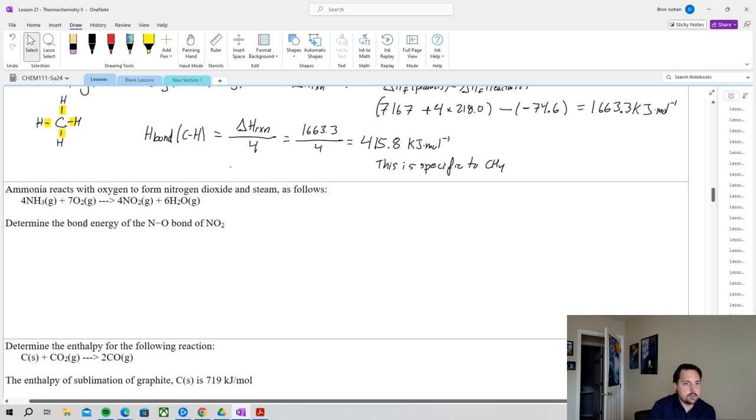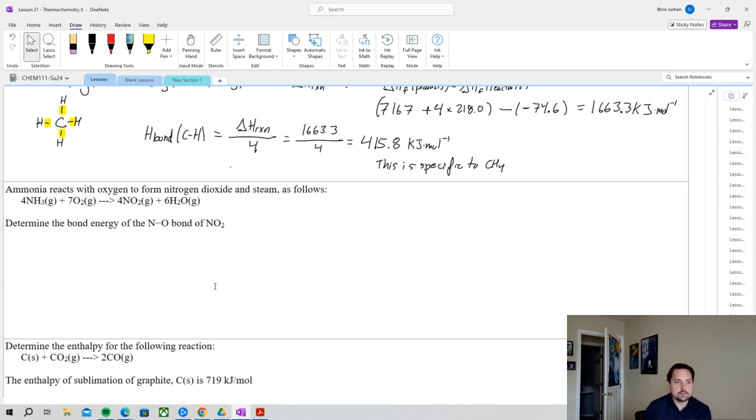Got a couple more examples. How about this one? Ammonia reacts with oxygen to form nitrogen dioxide and steam. And I want to know what the bond energy of the nitrogen-oxygen bond of NO2 is. Okay, so this is a little bit trickier. We're going to need to look up some of these values. Think about a way to solve this. Pause the video maybe, try it, see what you can come up with.